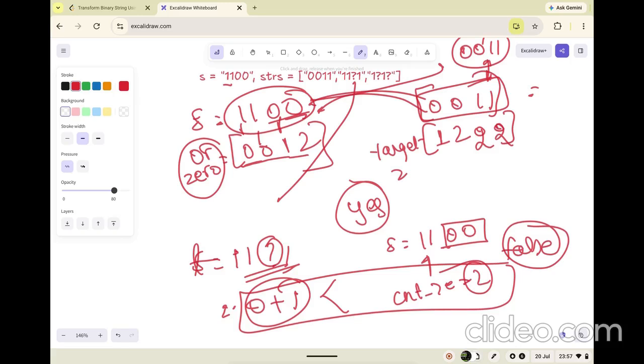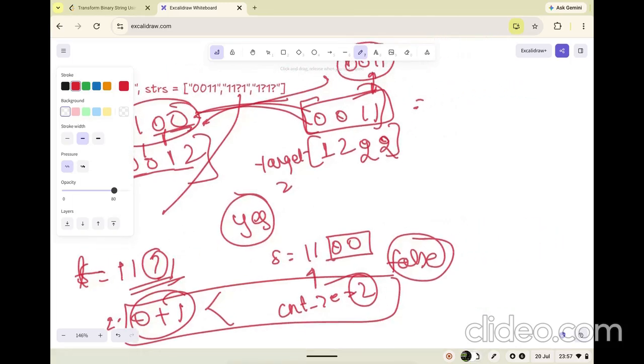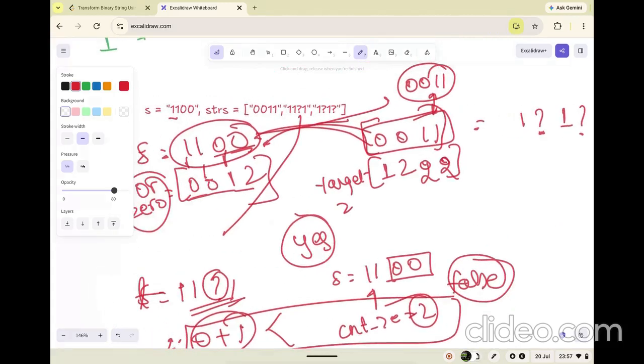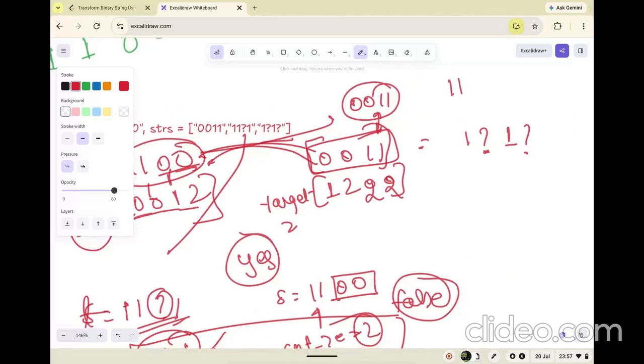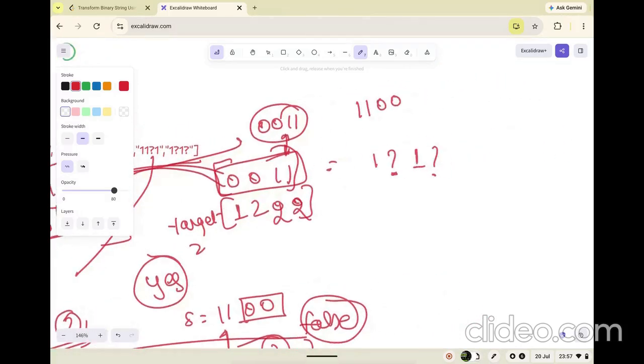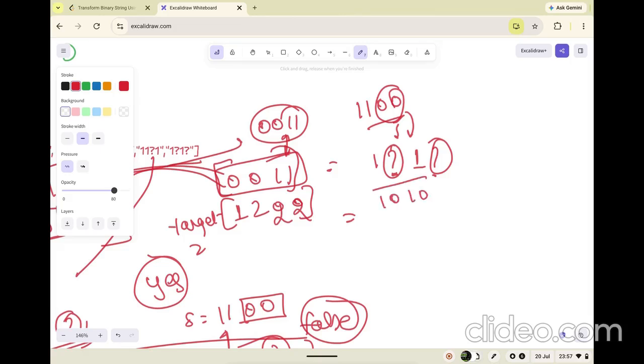Now let's go to this one. Let's take 1?1?. The original string had 1100. Now how many zeros are deficit in this case? Definitely 2, because this had 2 question marks, and the number of zeros which are missing is 2, so we can place them. So we will place 1010. At the earliest possible, we are placing the zeros. There is no other character to place as well.